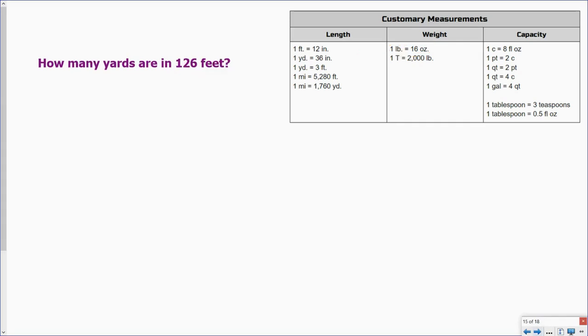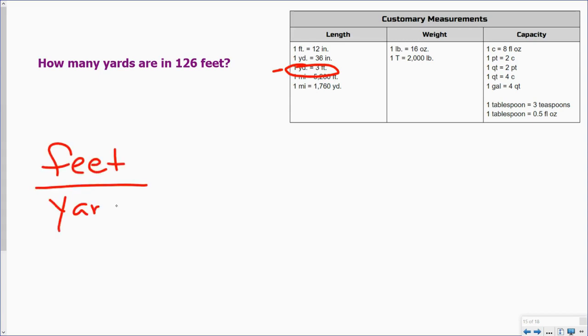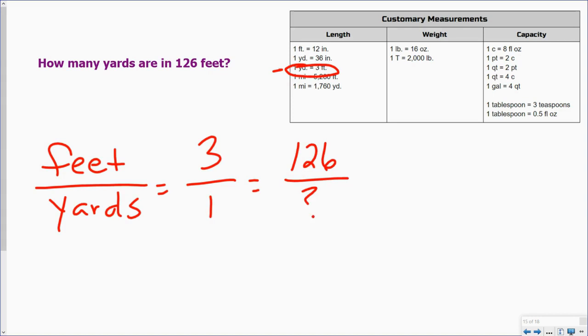It says, how many yards are in 126 feet? Well, here's my comparison for yards and feet. It says 1 yard equals 3 feet. So I'm going to compare my feet to yards. And I have 3 feet in 1 yard. In this case, I have 126 feet. I want to know how many yards there are.